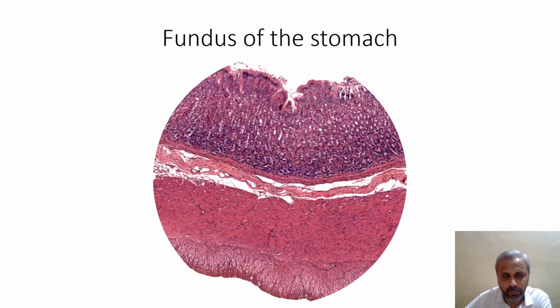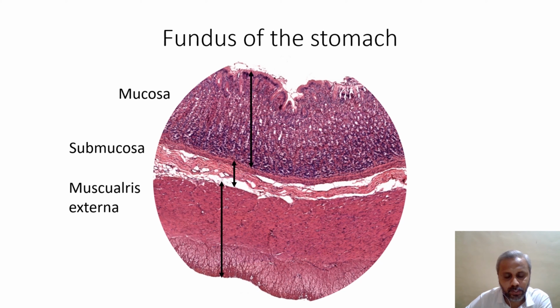Even fundus of the stomach has four layers which are arranged from inside out as mucosa, submucosa, muscularis externa, and then serosa or adventitia. Parts of the stomach which are not covered by peritoneum will have adventitia. Otherwise, majority of the stomach will have the serosal layer.